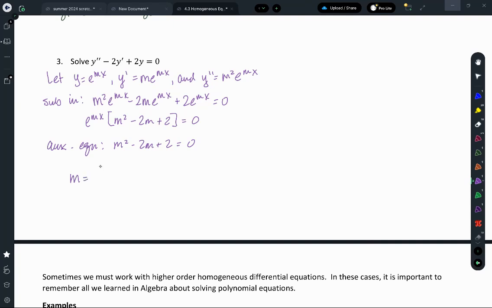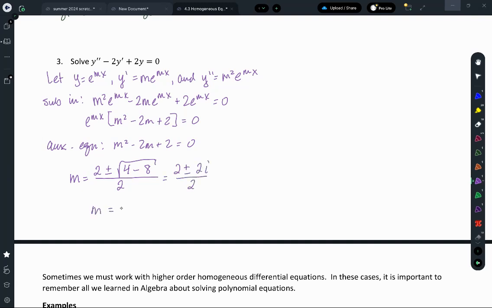M will be minus b, so it'll be a positive 2, plus or minus the square root of b squared, so that's 4, minus 4ac, that's going to give me minus 4 times 2, which is 8, all over 2a, so that's 2. And let me just fix that. That means we've got 2 plus or minus the square root of negative 4 is 2i over 2.